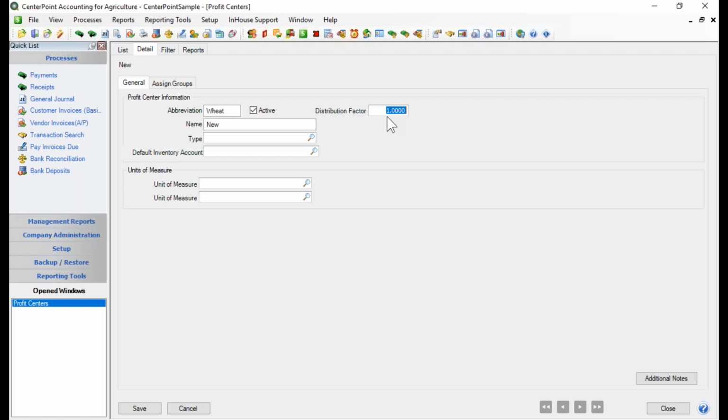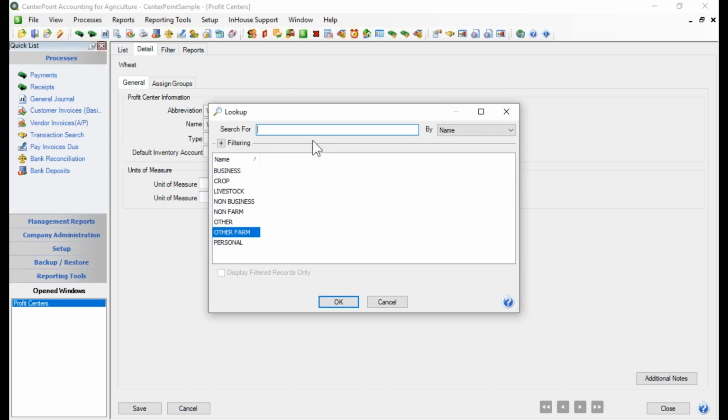So if you want to go ahead and play around with changing the weighting of distributions to give maybe a certain profit center a higher weighting than some of the other profit centers, or a lower weighting, you could go ahead and adjust that distribution factor. We're going to leave ours at 1, and I'm going to go ahead and give this the name of wheat. And then it's going to ask me to identify a type.